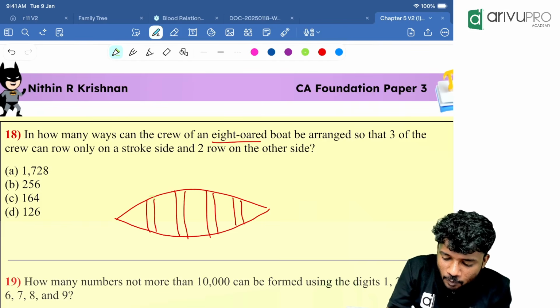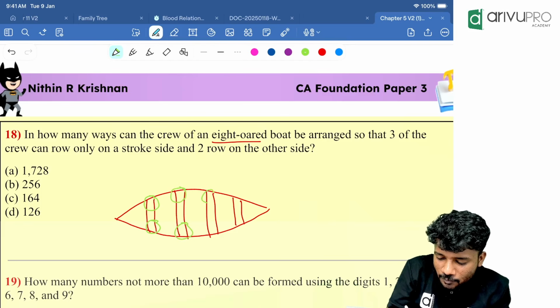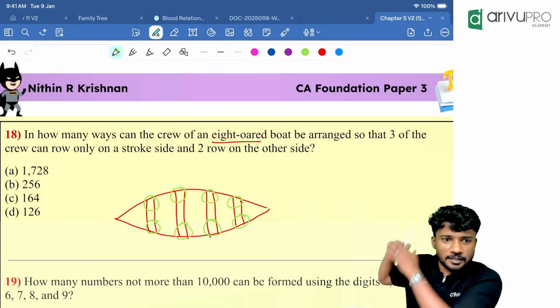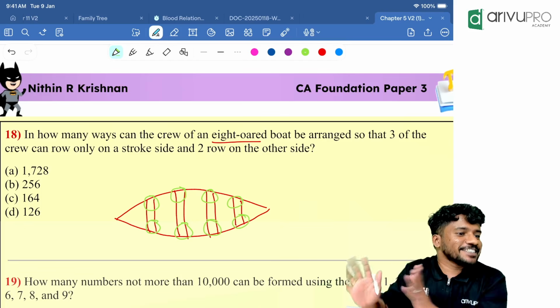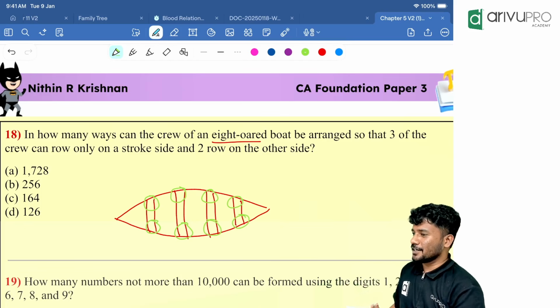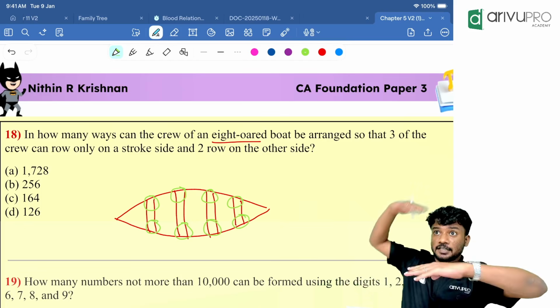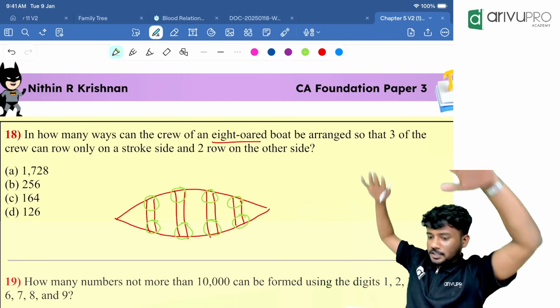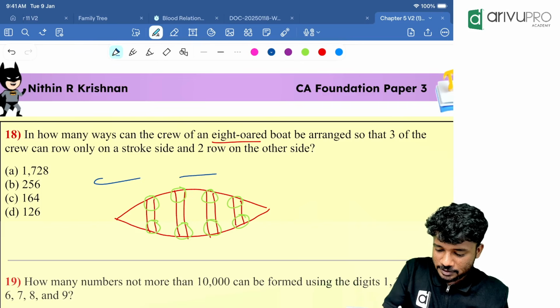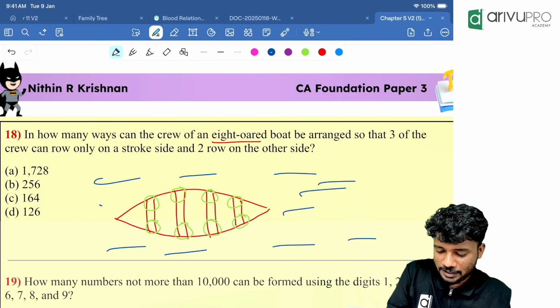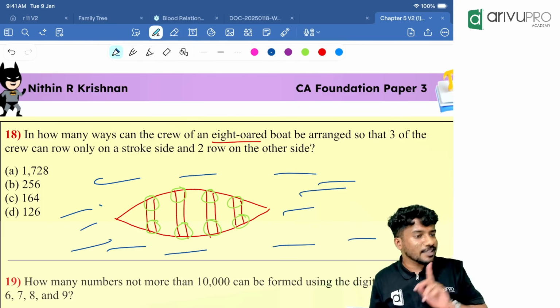An 8-oared boat means one person will sit here, another person will sit here, one person here, one here, and so on, and they will be rowing like this. That is the case. Now, think of the top view, a drawn view of the boat lying in the water. It is the river. Think that way. Now, people, what is the given condition?